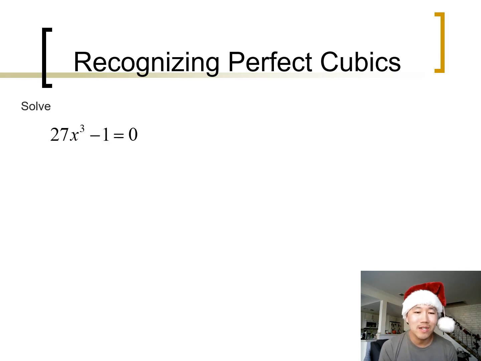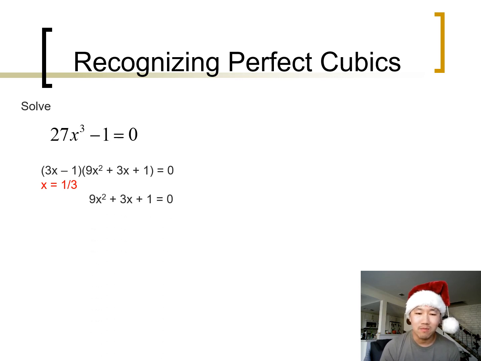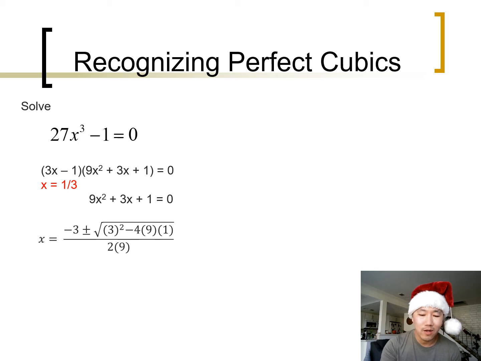Here it is. 27 is a perfect cube. x is a perfect cube. And 1 is a perfect cube. So throw that in the perfect cubes formula. We get this. The first answer is x equals 1/3. If you do Algebra 1 on that, you'll get 1/3. The other 2 answers come from the quadratic formula. Throw those in there. Simplify a little bit.